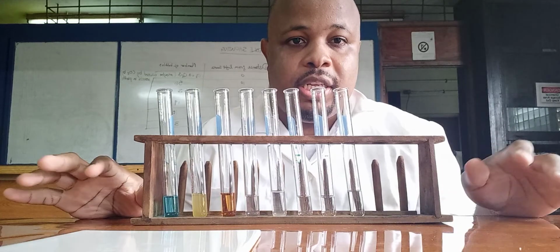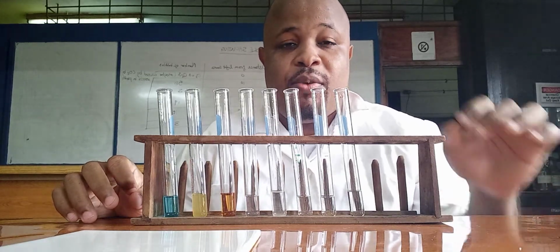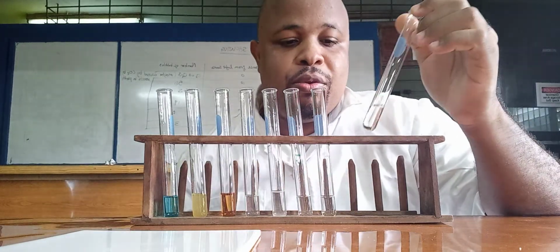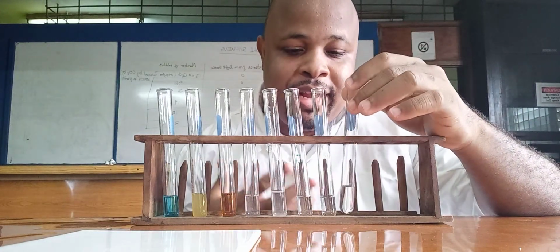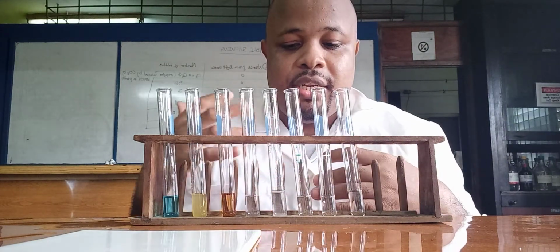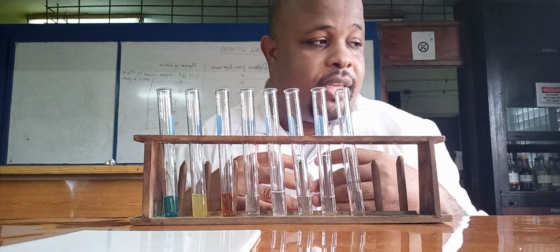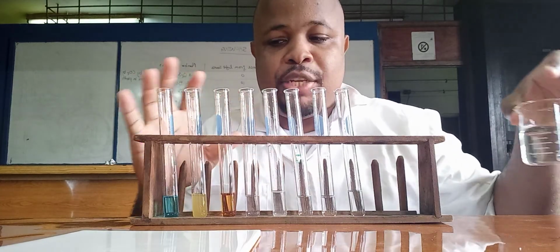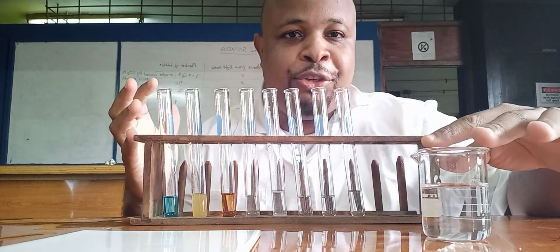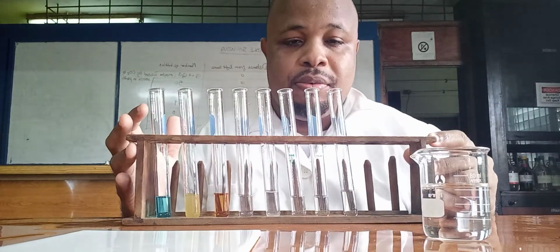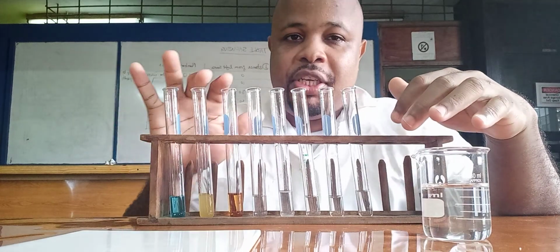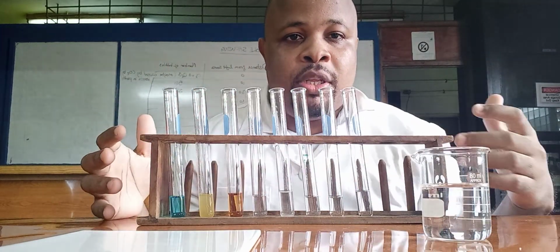So for this experiment, we have some solutions of ions, and we are going to identify them based on whether or not we see the formation of a precipitate, and specifically this reaction is going to be done using sodium hydroxide. So we're going to add a few drops of sodium hydroxide to each solution and see what happens.